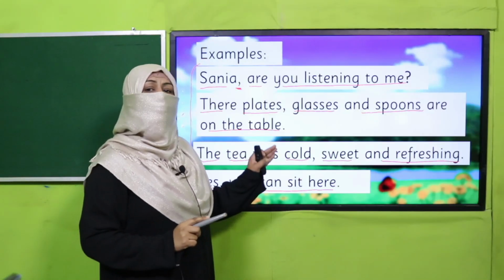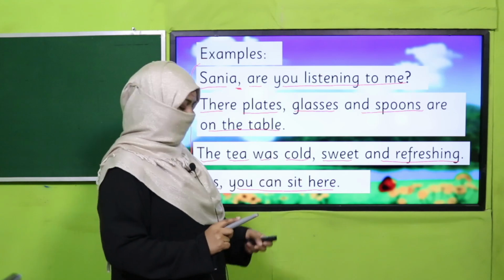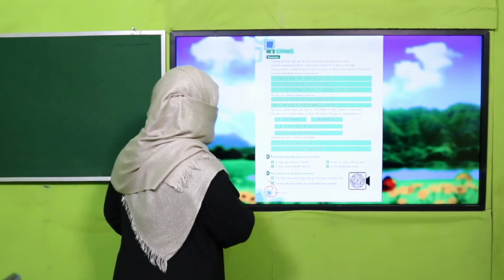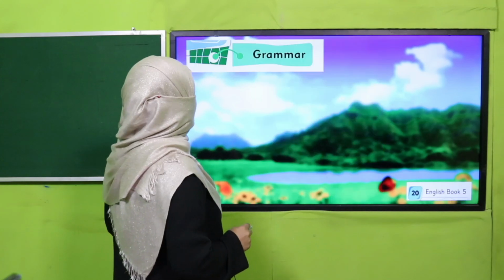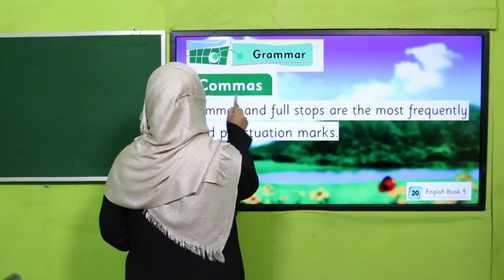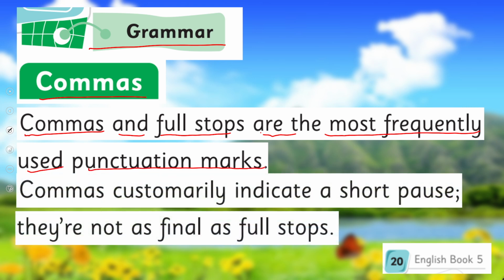So there are a few rules we follow to place this comma in our statement. How do we follow these rules? Open your book on page number 20. Let's see the rules of using comma. Under the title of grammar, commas. Commas and full stops are the most frequently used punctuation marks, right? These are comma and full stop, we use them most often.